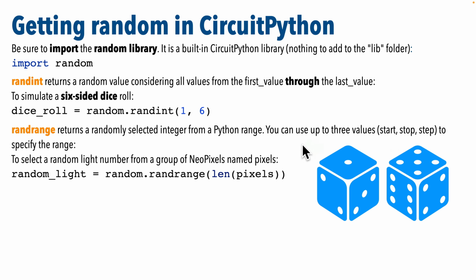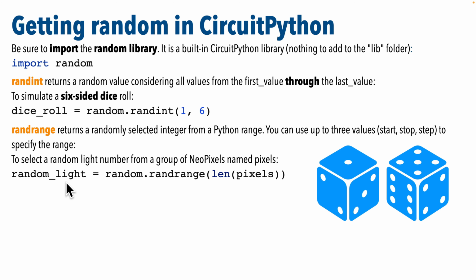And as an example, you can pick a random light in a group of lights named pixels. You can simply call random.randrange, passing in len, the length function, with pixels inside of it. And in the examples we've been using up to this point, we've had 10 pixels on our CircuitPlayground board, so this would generate a range from 0 to 9, and would choose a value from 0 to 9 inclusive each time this line was called.